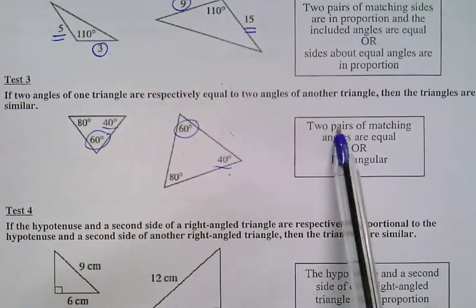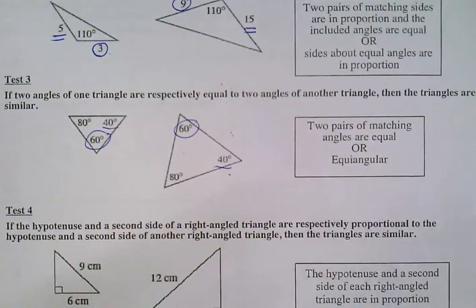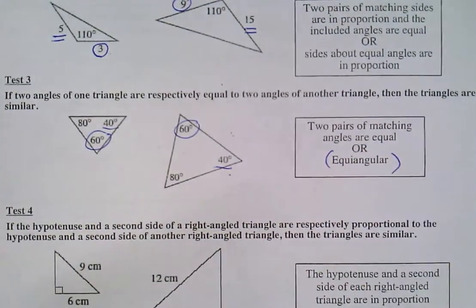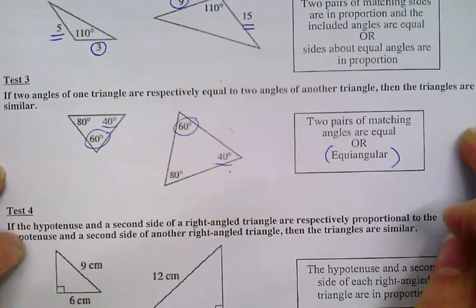But we just want 2 pairs of matching angles are equal, or even better, for the people that don't want to write too much, there is a great one to say. You can just use the word equiangular. All the angles are equal. So basically, we know that similar shapes have the same angles. So this is the one that's really easy to remember.